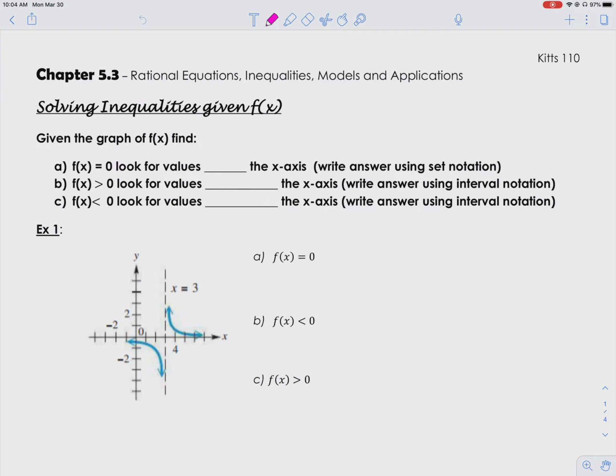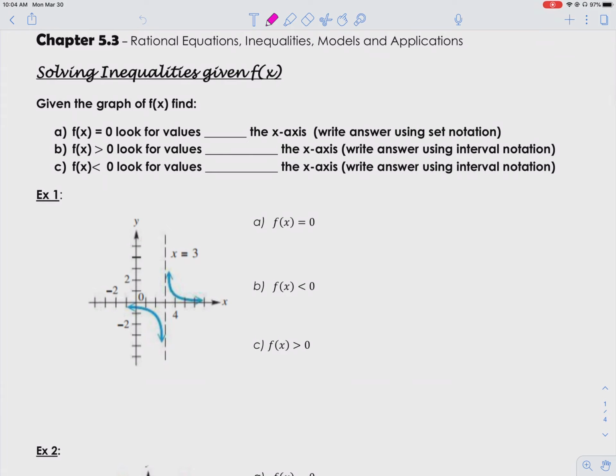So first we'll start with solving by looking at a graph. I'm going to ask you three different kinds of questions. I'm either going to ask you where the function is equal to 0. When it's equal to 0, you're going to be looking for values that are on the x-axis. I may ask you where the function is greater than 0. In that case, you're looking for values that are above the x-axis. And then, of course, you've got the values that are less than 0. Those would be below the x-axis.